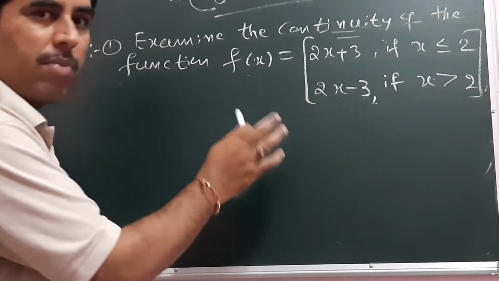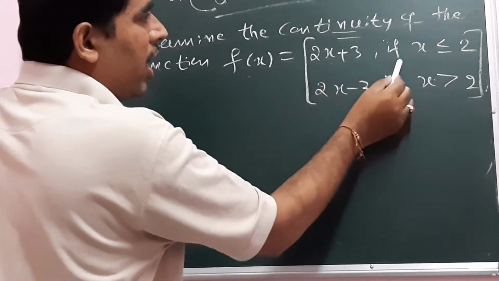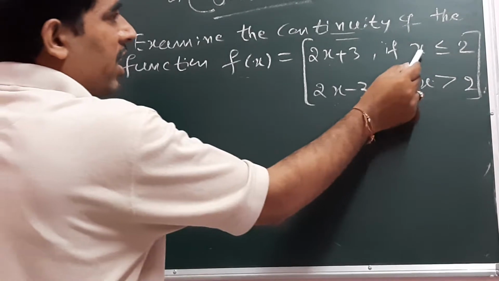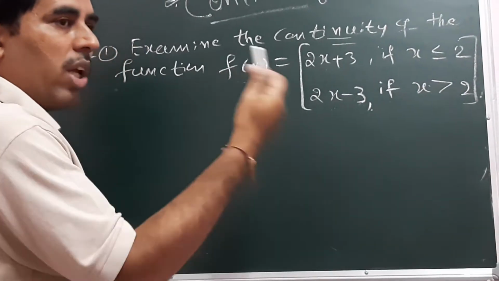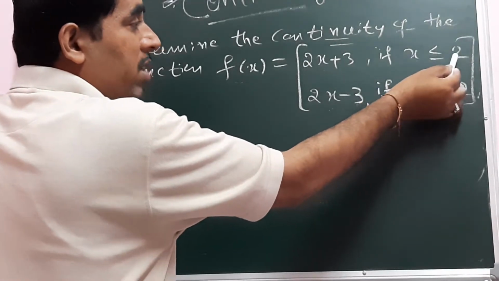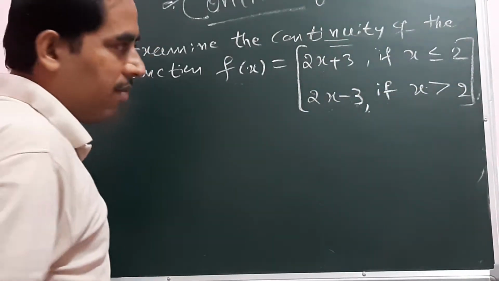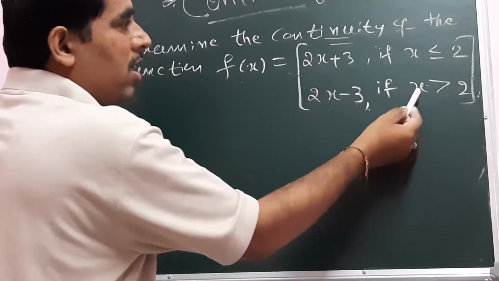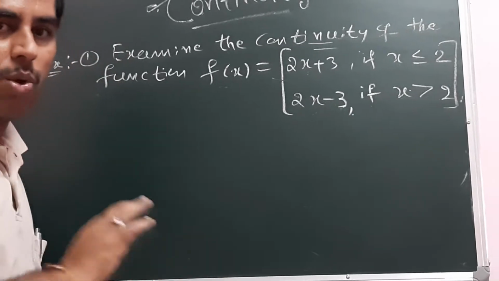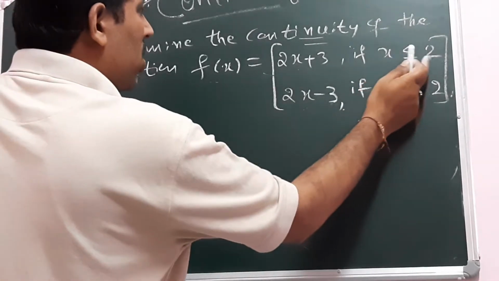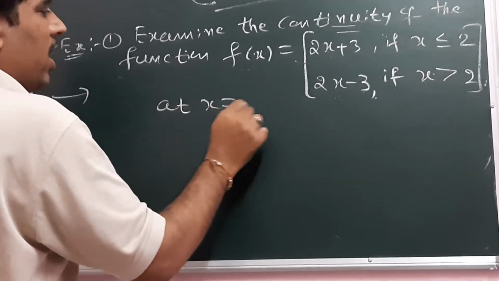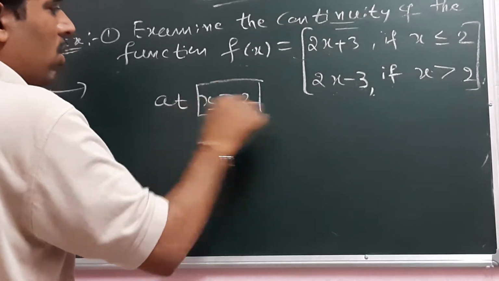Observe the problem carefully here. 2x plus 3 if x is less than or equal to 2. By reading the problem we can get the idea. x less than 2 means to the left side of 2, that is the left hand limit. Whenever I consider the left hand limit, you take 2x plus 3. x greater than 2 means the right side of 2. The point is 2 here, equal to 2. So we have to test the continuity of the function at x is equal to 2.